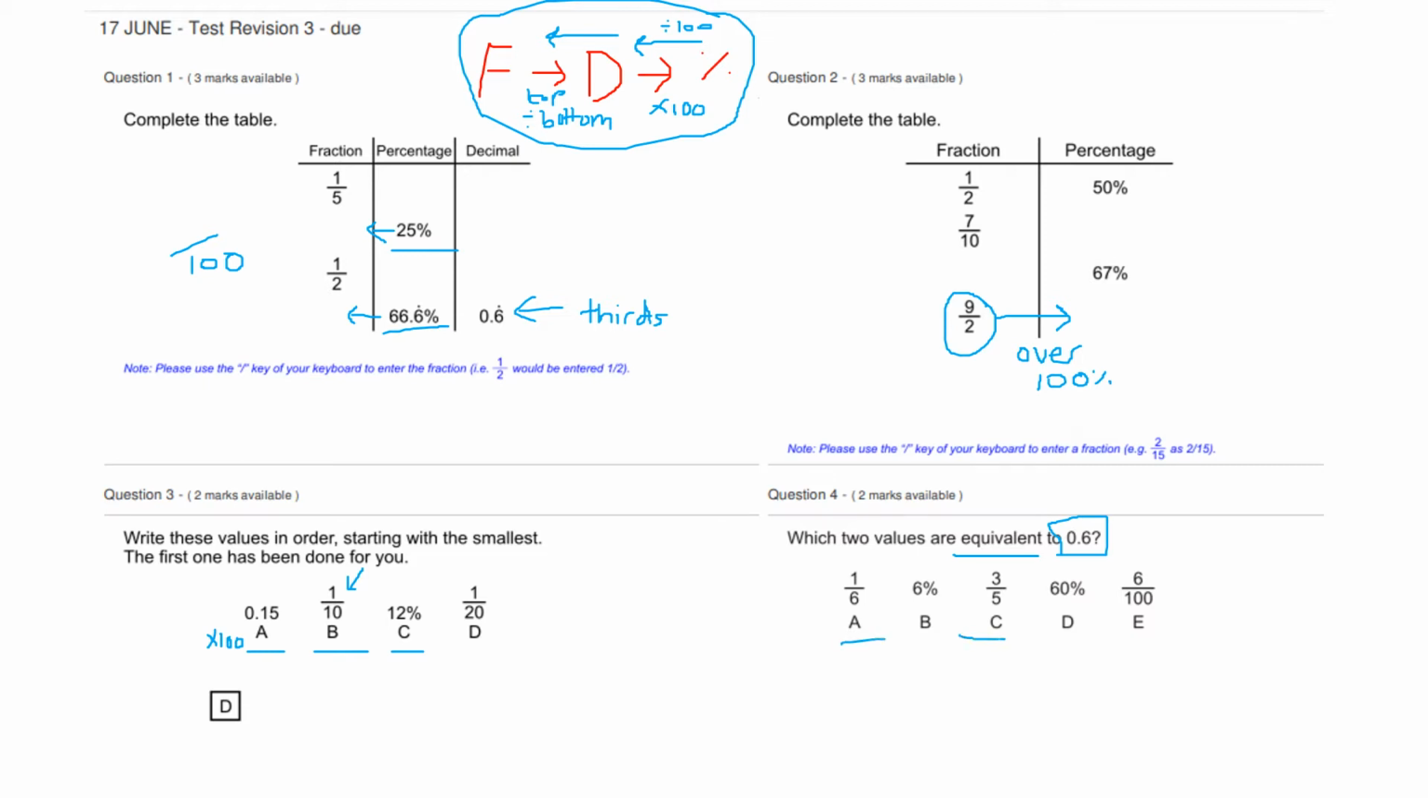And then for our percentage ones, to get a percentage to be a decimal, again, look up here at the top, you divide by 100. So you can do that for B. Divide 6 by 100 and divide 60 by 100 and see if you get 0.6 for either of those.